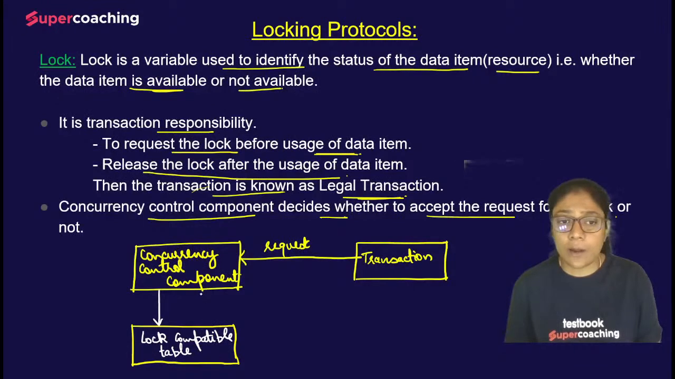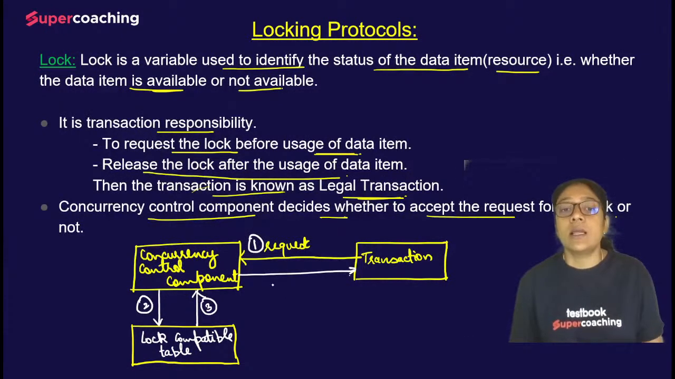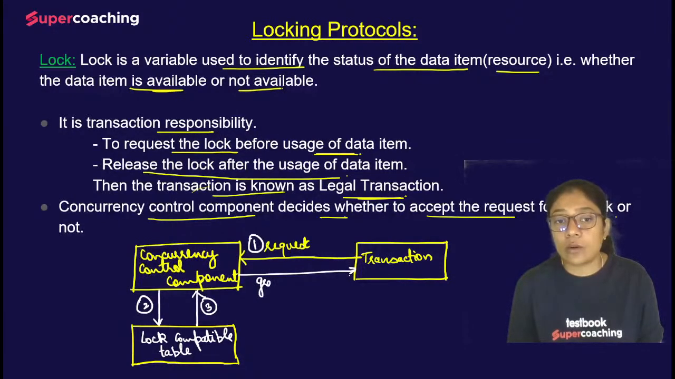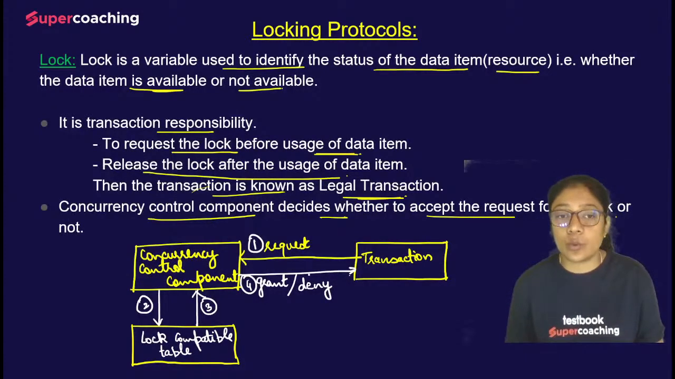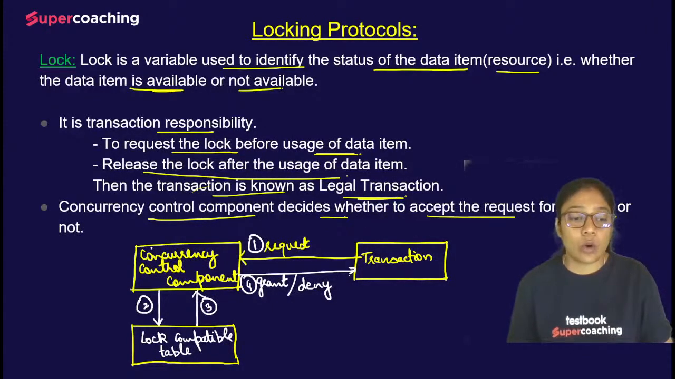If the lock is compatible, it will give that response to the concurrency control component, and on the basis of the response obtained, this is step 1, this is step 2, this is step 3. If the lock is compatible, then it will grant that lock. It gets granted. If it is not compatible, then the request will be denied. This is step 4. So this is how these locking protocols are going to work. It's the responsibility of the concurrency control component to decide whether to accept the request for the lock or not.